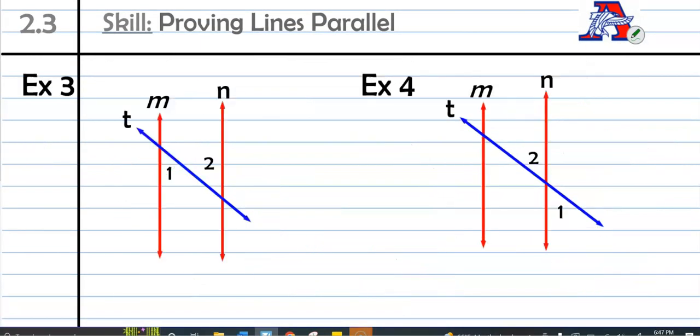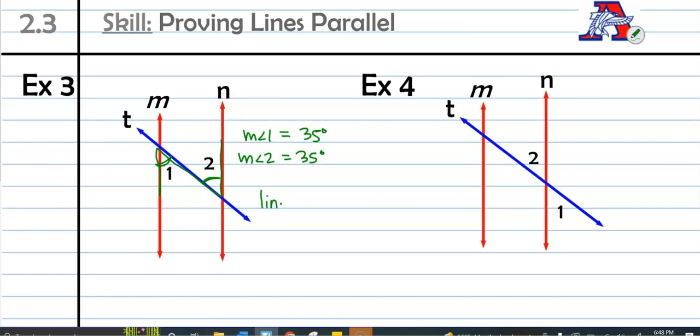All right. We'll just do a couple more here. On this one, I'm going to say that the measure of angle 1 is equal to 35 degrees, and the measure of angle 2 is equal to 35 degrees. Okay, is that enough information? Well, yeah, because we have the letter Z, they're on the insides of the Z, so those would be called alternate interior angles.